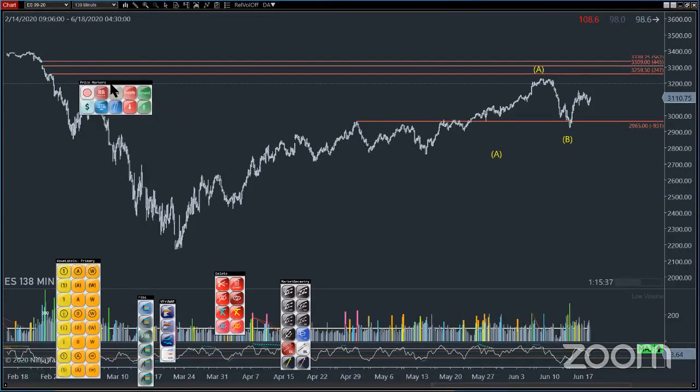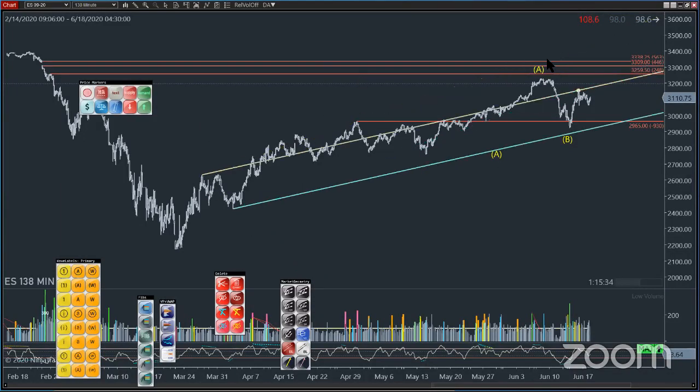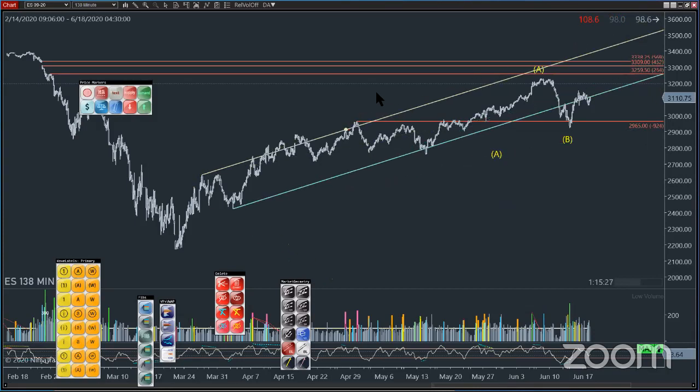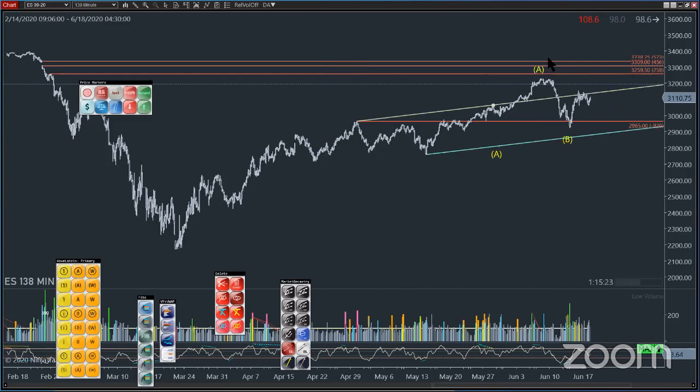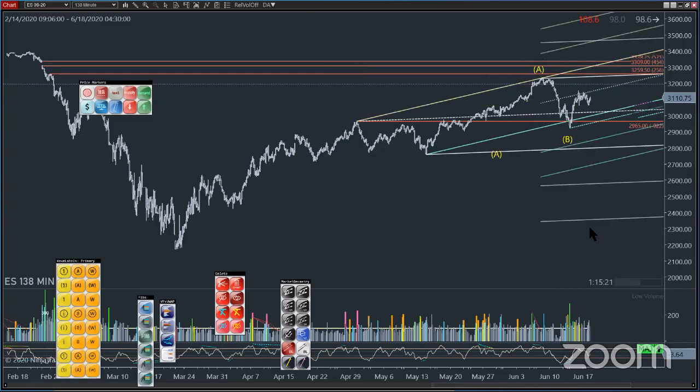So let's see. I want to do this on the RTH chart as well, which is very, very important, especially now when it's moving so fast. We've got gaps all over the place on the RTH charts.